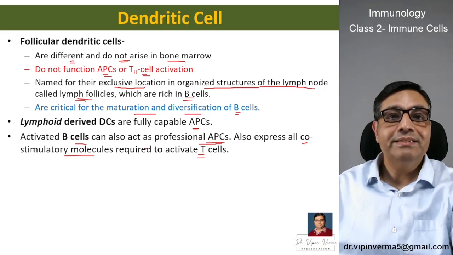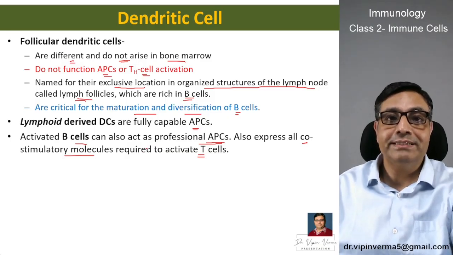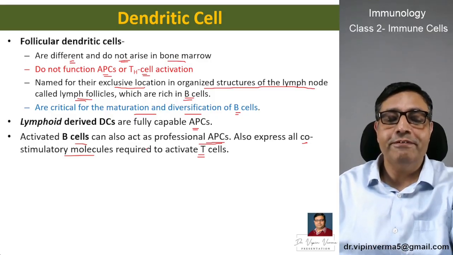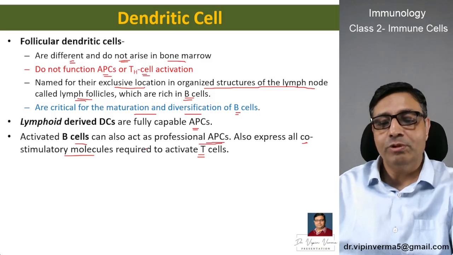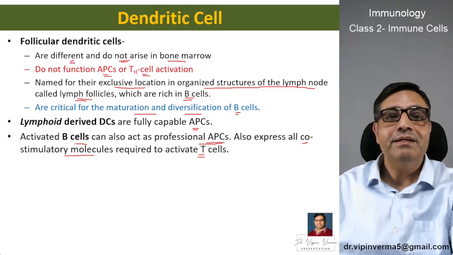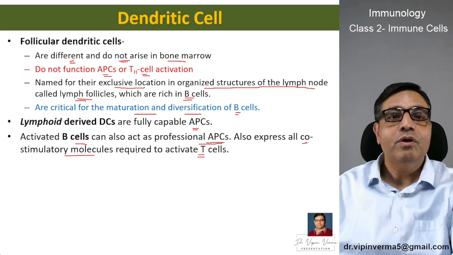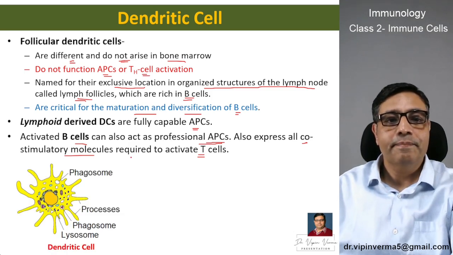So B cells, they not only can generate the antibodies by differentiating into the effector cells, but they can also become the antigen presenting cells. They can also engulf the antigen and present it to the T cells, just like any other professional antigen presenting cells like macrophages or the dendritic cells.